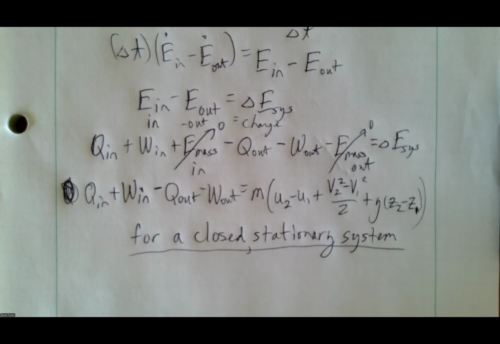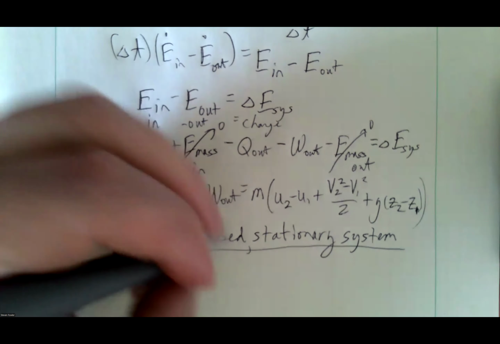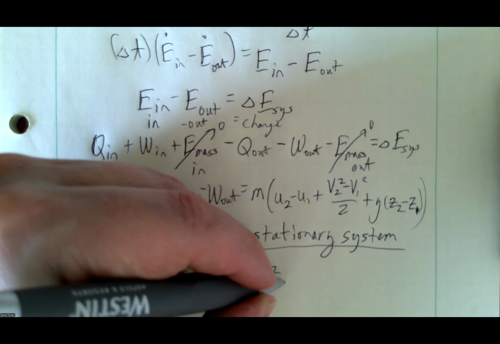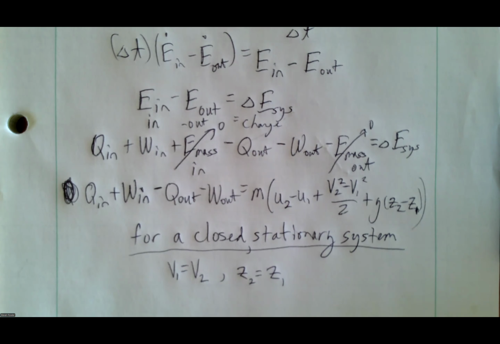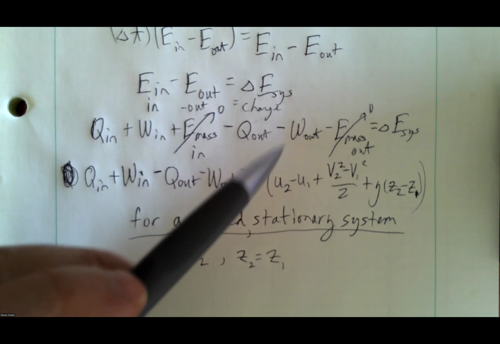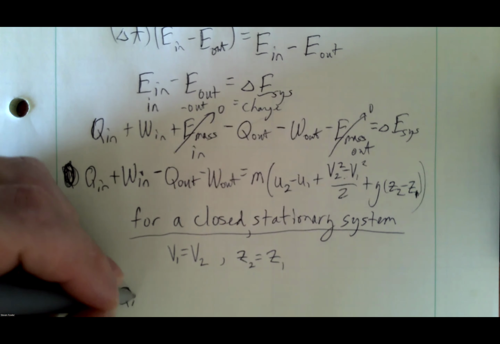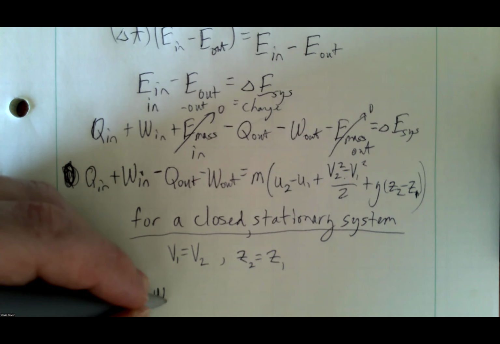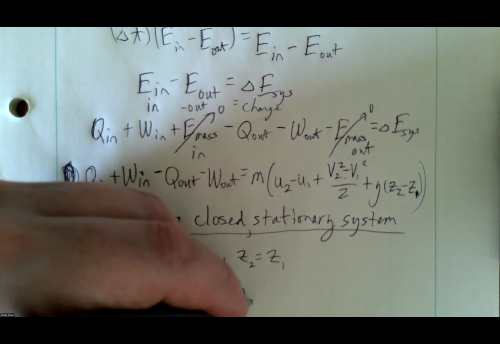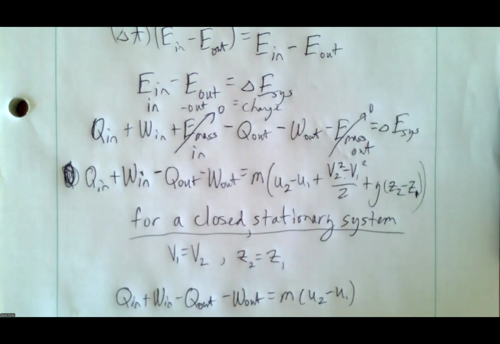So if its motion's not changing, something happens. That means it's moving essentially at the same speed, and it's not changing elevation or distance from the center of the Earth. So if I've got a closed system, there's no mass crossing the boundary. If I've got stationary, that means there's no kinetic or potential energy changes. I'm left with this. Q in plus work in minus Q out minus work out is equal to m delta U.